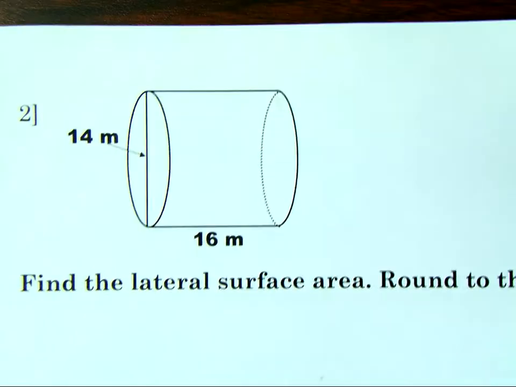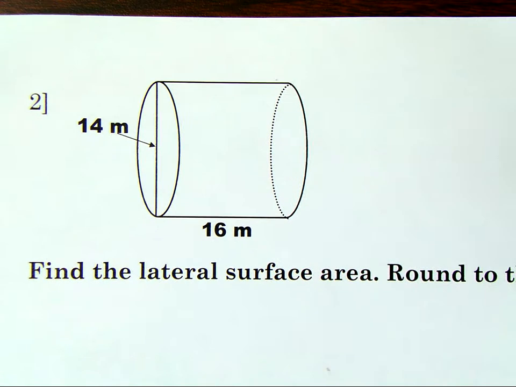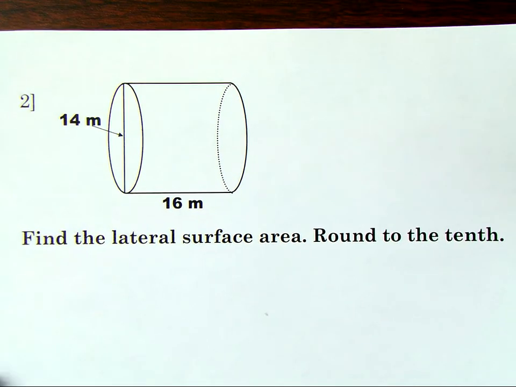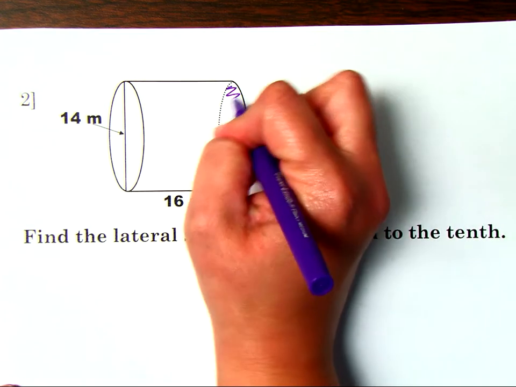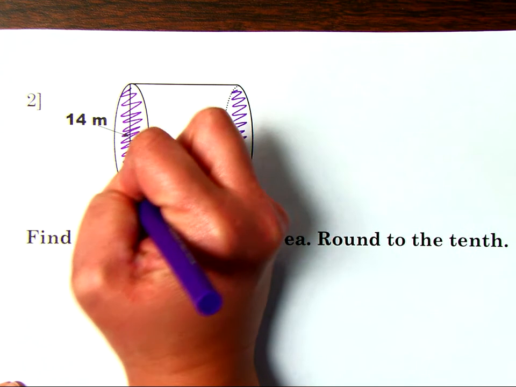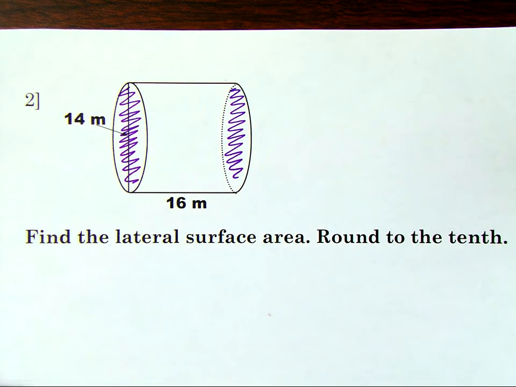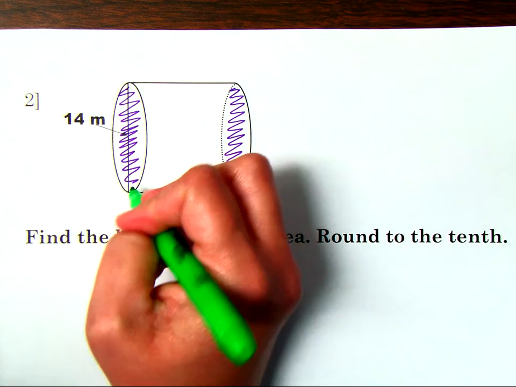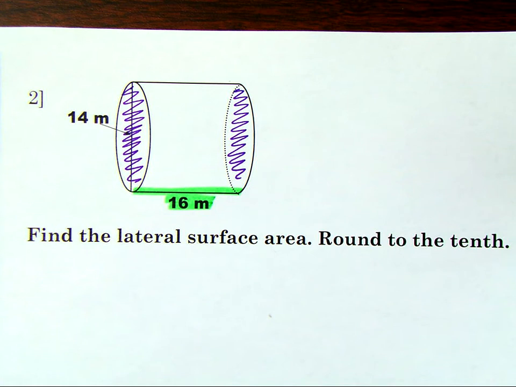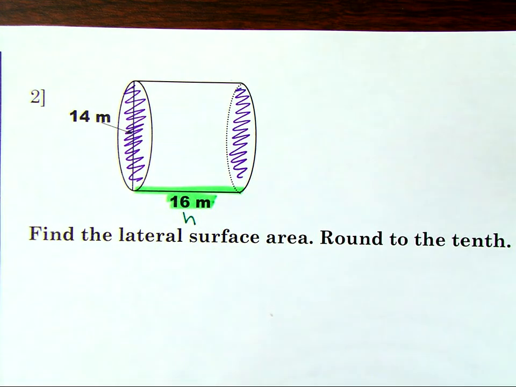All right, so same thing, no matter if it's a prism or a pyramid, the first thing we want to do is shade the base. So if I shade the base, got these bases right here. So this is a cylinder because the bases are circles. The distance connecting those bases is this 16 meters. So in a prism or in a cylinder, the distance connecting the bases is always the height of that prism, or in this case, a cylinder.